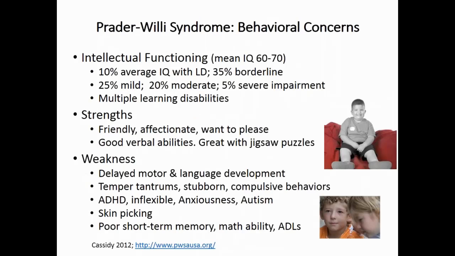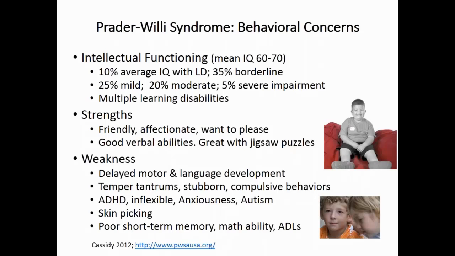Intellectual dysfunction for individuals with Prader-Willi varies from moderate impairment to normal IQ with learning disabilities. However, for a majority, they're in a borderline to mild intellectual disability range. Whatever the IQ, learning disabilities are common. They are generally friendly individuals who really want to please and are more likely to get upset if they think that they've disappointed you. They have generally good verbal skills, and although they can have some expressive articulation problems, they have a particularly unique, excellent ability with jigsaw puzzles.